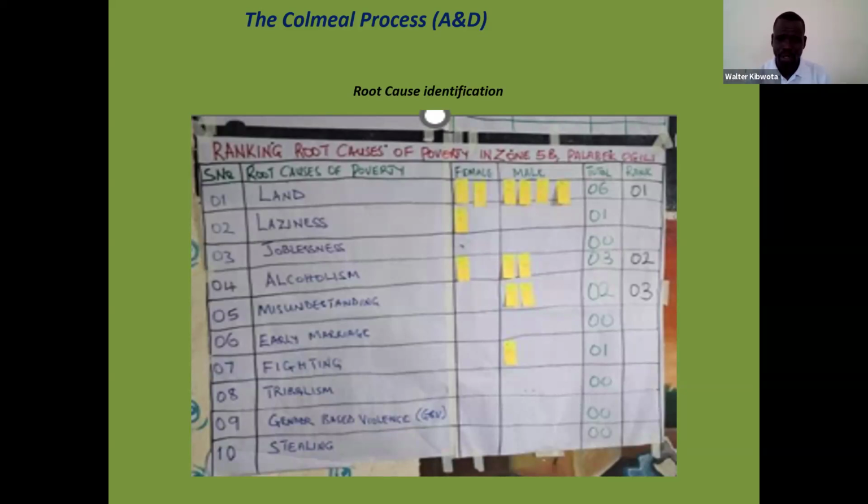And during the presentation, we encourage that if you presented this time, the next presentation, someone else will do it. That was another way of empowering women and the young ones to ensure that they can speak in public. Now look at the root causes. When they were identifying the root causes for poverty, they were in groups. So they brought all their ideas, and then they rearranged: land, laziness, jobless, alcoholism, misunderstanding, early marriage, and so on.